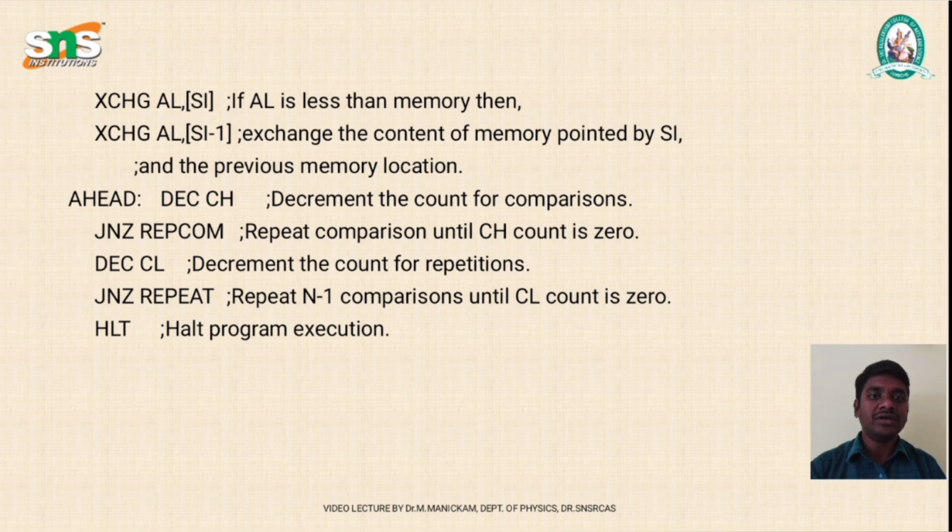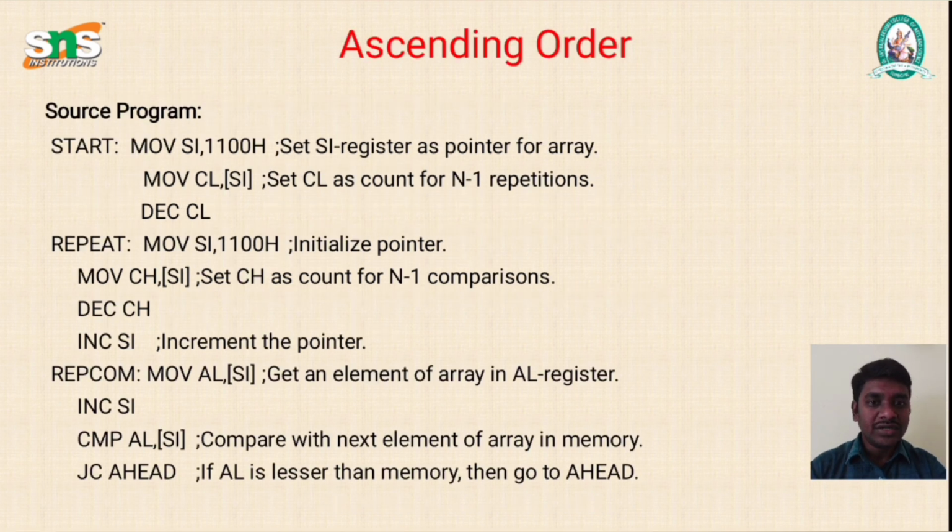Otherwise it will execute the exchange AL, [SI], and exchange AL, [SI-1]. These steps it will execute. Otherwise it will jump to the decrement CH point. Next step, JNC REPCOM. REPCOM, as we discussed in the previous slides, is MOV AL, [SI].